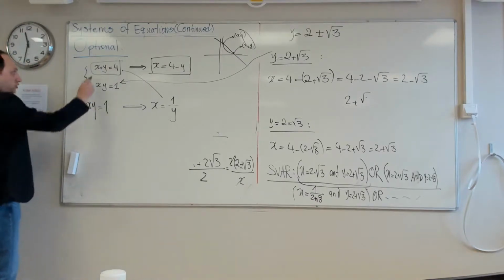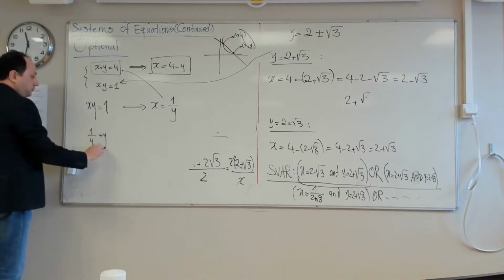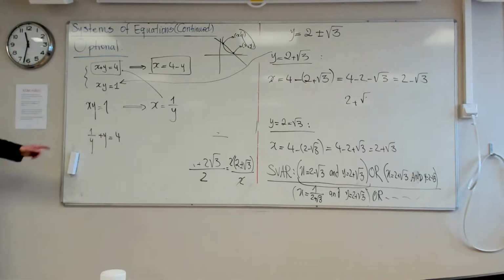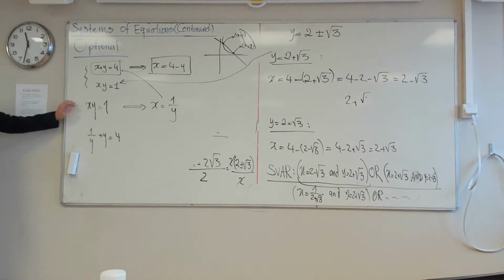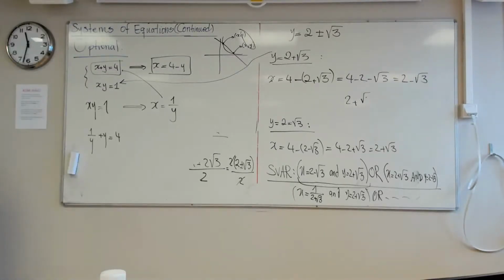So just solve it for me now. Instead of x, I put 1 over y. Instead of y, I have to put y equals 4. Then I have to solve this equation. Is this equation simpler than the previous equation? No, because I have a fraction involved. So it is up to you to decide which one is more efficient. How do you solve this equation?